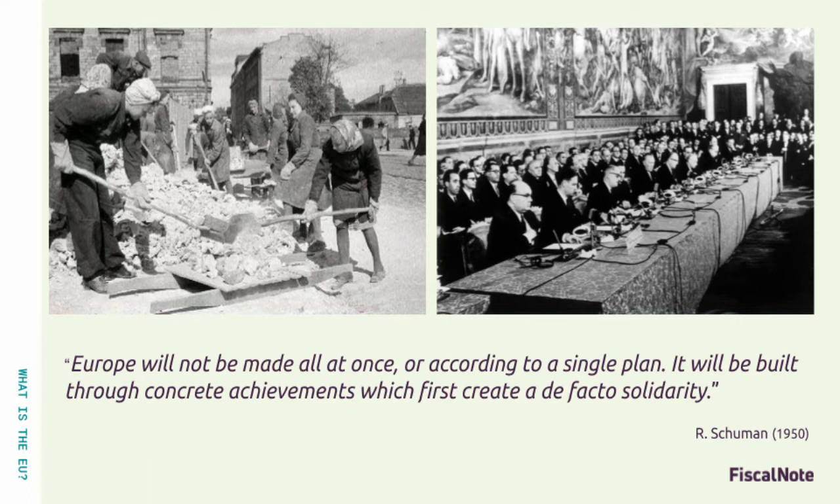As one of the founding fathers of the EU, Robert Schuman, put it, Europe will not be made all at once or according to a single plan. It will be built through concrete achievements which first create a de facto solidarity. As you can probably imagine, there was not much trust or solidarity to go around after the Second World War, especially between France and Germany, for example, or then in the Cold War between the East and the West. So first, a small step needed to be taken.